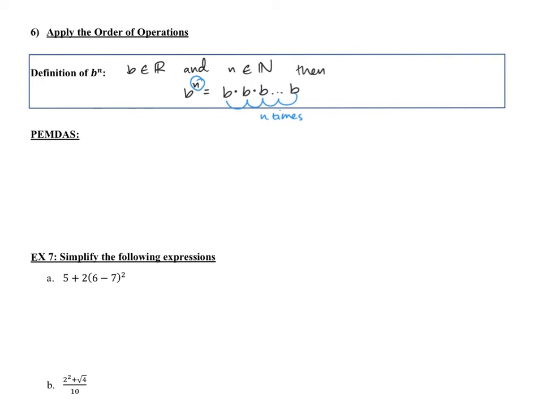What does that mean? Well, here's an example. If I had 3 to the second power, that is saying I want the base 3 multiplied by itself 2 times. So that's going to be 3 times 3, which is 9. If I had 2 to the third power, that's 2 times 2 times 2, because we're told 3 times. And that would equal 8. All right, so we have that.